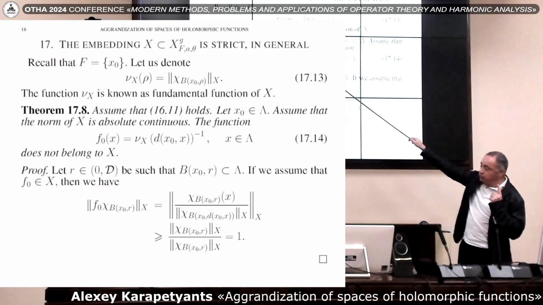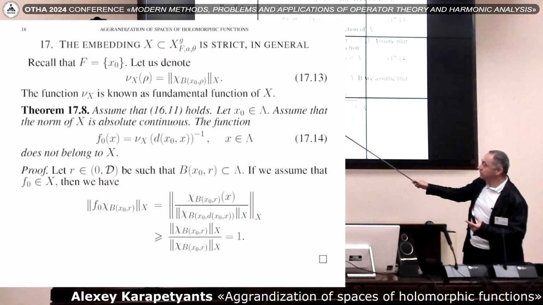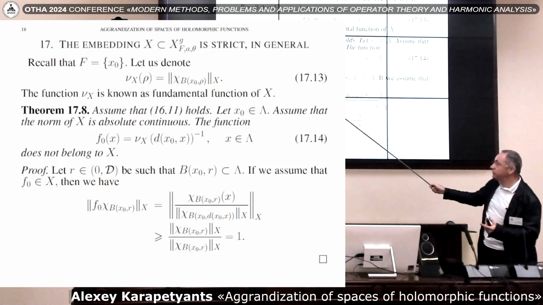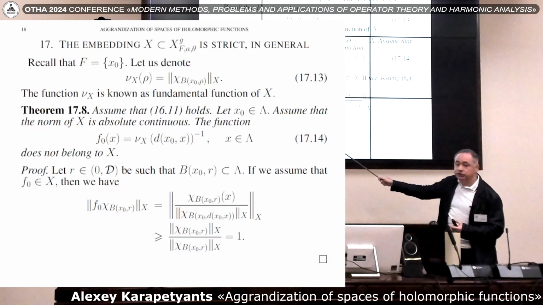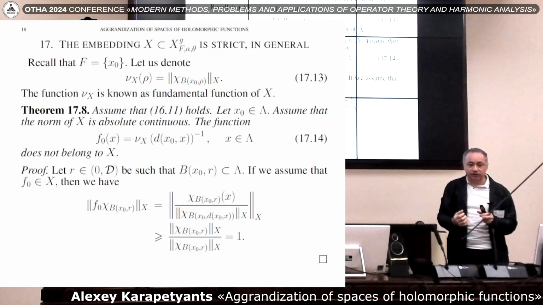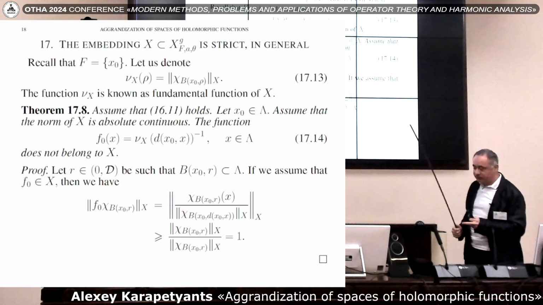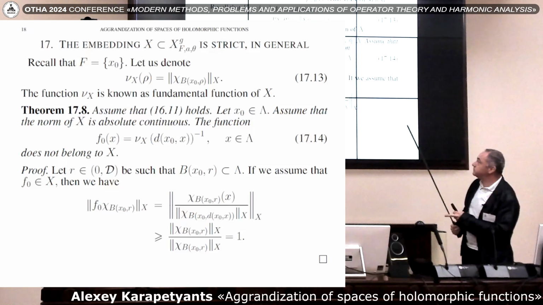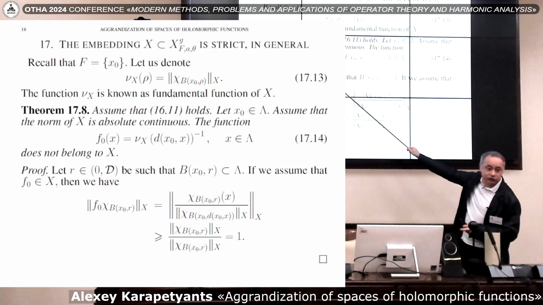So under this assumption, we can easily prove first this inequality, but this is a contradiction, because if the norm is absolutely continuous, this must go to 0 when you squeeze r, and r goes to 0. Instead it's always bigger than 1. So this is a contradiction. This function does not belong to the initial space.